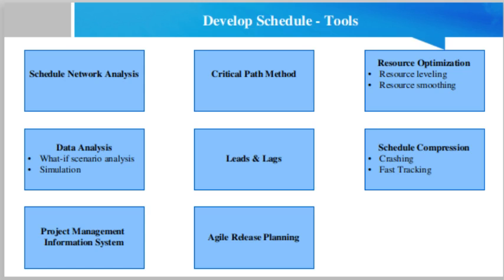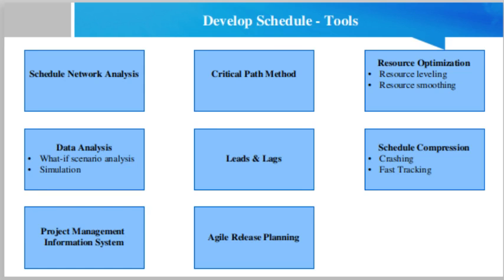Then, project management information system. The project management information system includes scheduling software that expedites the process of building a schedule model by generating start and finish dates based on the inputs of activities, network diagrams, resources, and activity duration. Agile release planning. Agile release planning provides a high-level summary timeline of the release schedule based on the product roadmap and the product vision for the product evolution.